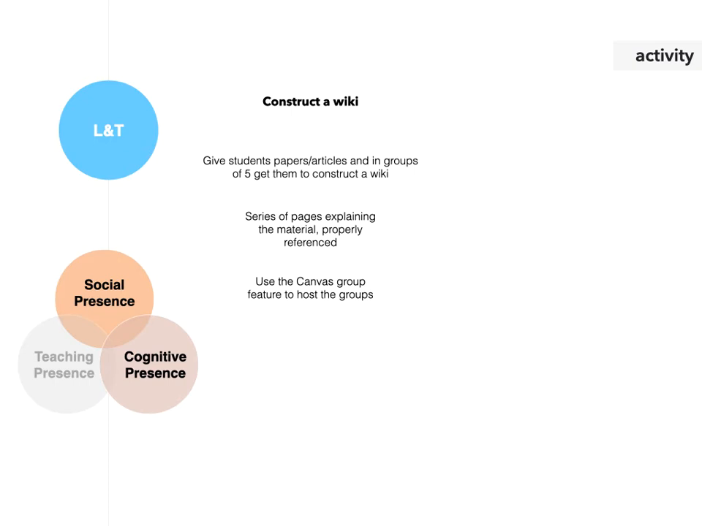And there's, inside Canvas, there's a way to actually have a mini version of Canvas where students can actually create those collaborative wiki pages. And of course, after that's finished, you could then get the students to show their wiki pages to other students.